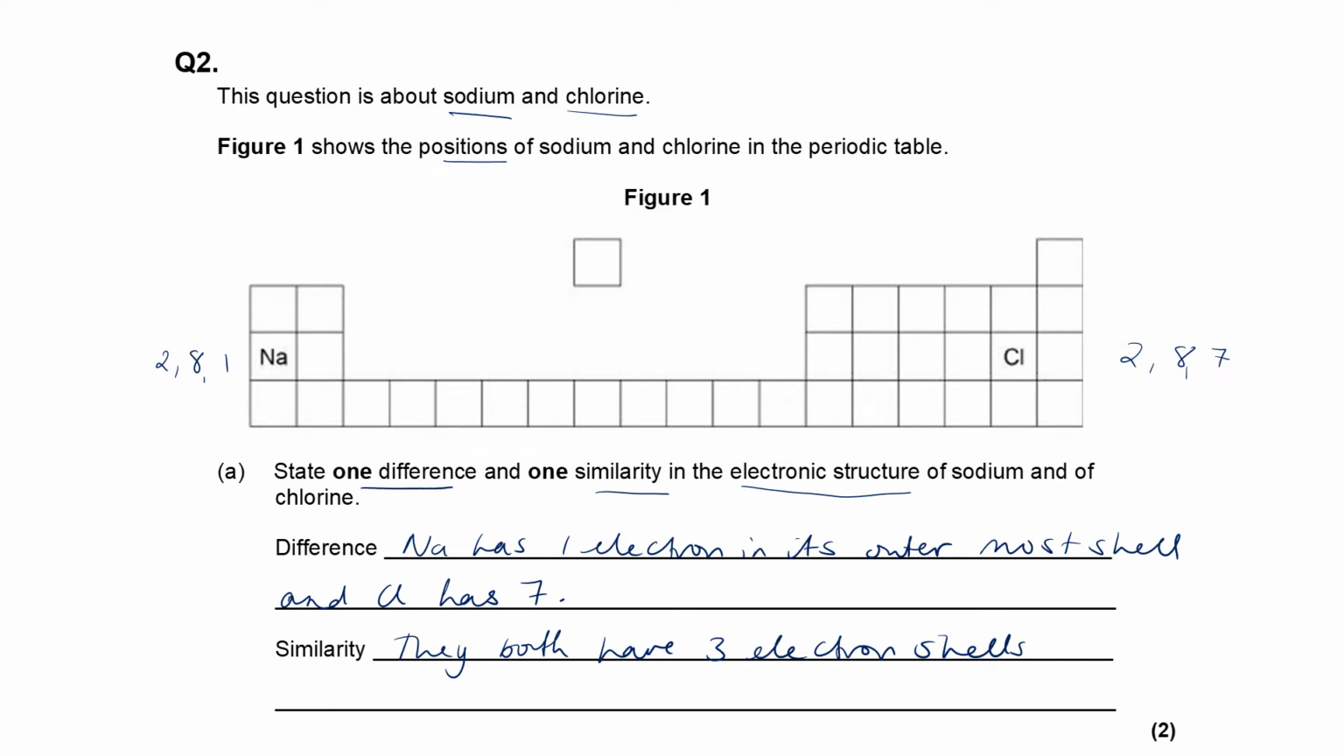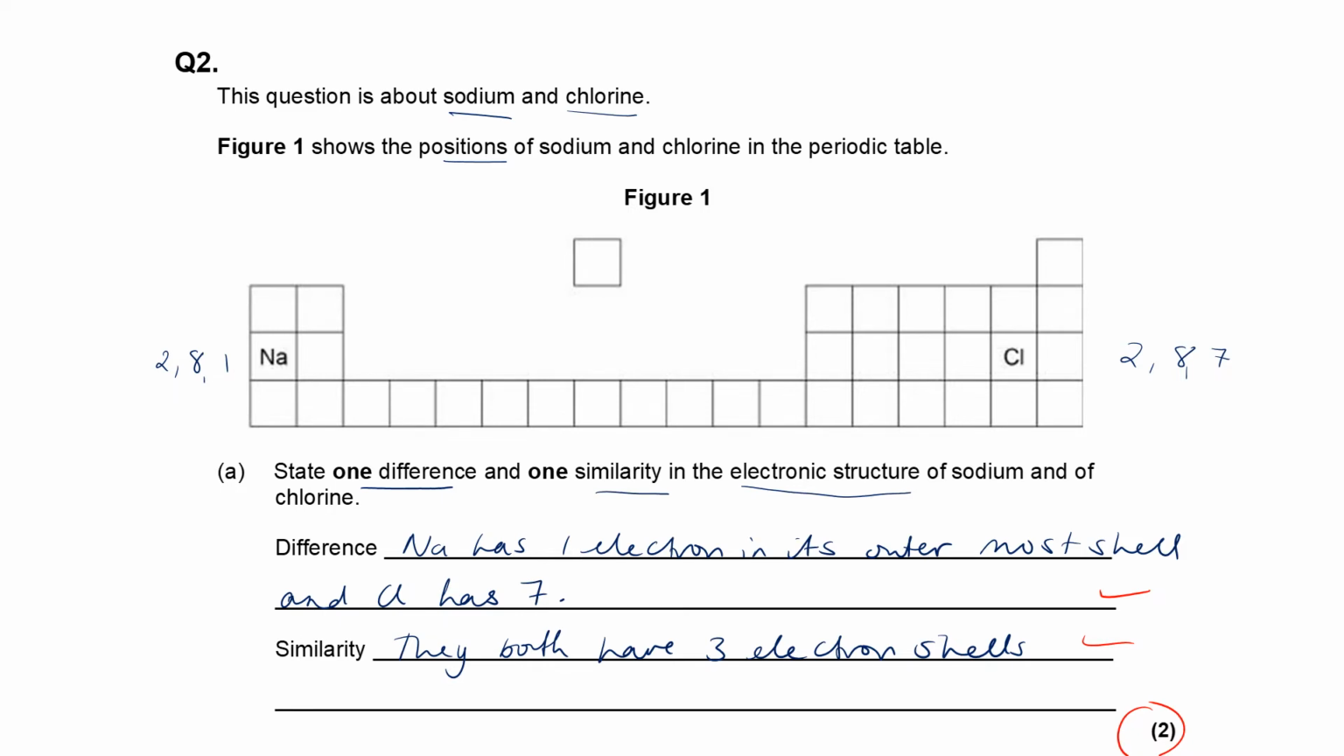And chlorine is in the same period, so it must also have 3 electron shells, but it is in group 7, so the outermost electron shell must have only 7 electrons. So part A says state one difference and one similarity in the electronic structure of sodium and of chlorine. The difference is sodium has 1 electron in its outermost shell, whereas chlorine has 7. And the similarity is they both have 3 electron shells. And again, both of those marks are completely right.